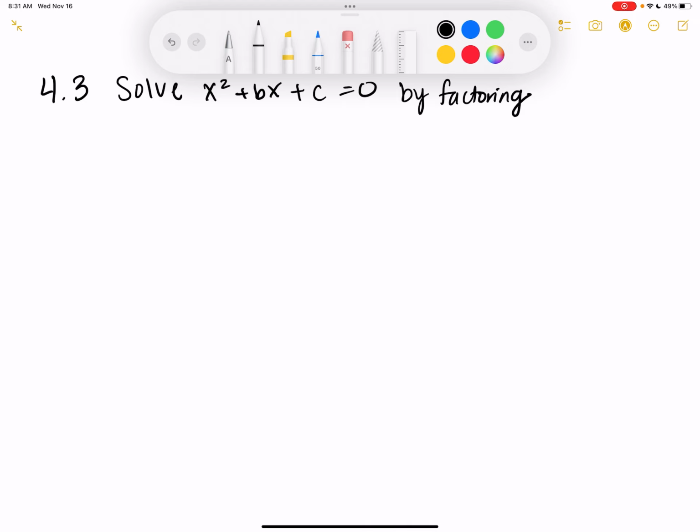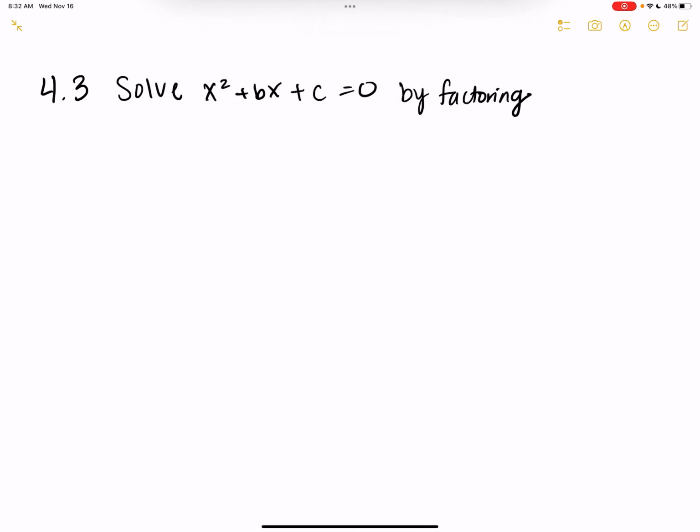All right, solve x squared plus bx plus c equals 0 by factoring. So I just want to do a quick review from the notes. So you have just general factoring, something that looks like this. And anyways, we'll go through and review. That's easier to see with examples.